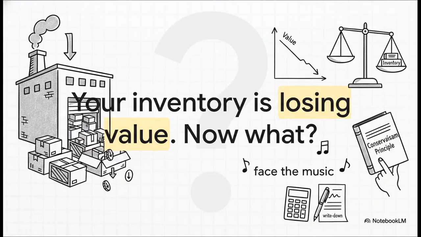So picture this. You're sitting on a warehouse packed with product, and you know its value is tanking. What do you do? Well, you can't just cross your fingers and hope for the best. There's a core rule in accounting called the principle of conservatism, and it basically says you can't pretend your assets are worth more than they really are. You've got to face the music and officially write down its value. So let's dive into exactly how that's done.